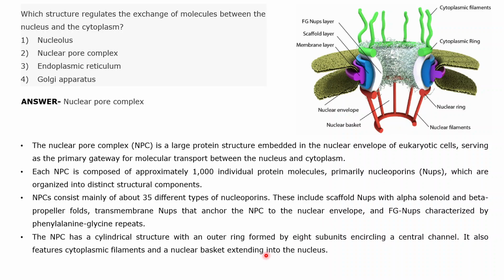From the structure you can see an outer ring formed of 8 subunits encircling a central channel. This cytoplasmic ring consists of 8 subunits, and it also features cytoplasmic filaments and a nuclear basket that extends into the nucleus. In the cytoplasmic end, it consists of filaments, and in the nuclear end, it consists of the nuclear basket along with nuclear filaments. So that's the basic difference if you look at the structural aspect of a nuclear pore complex.